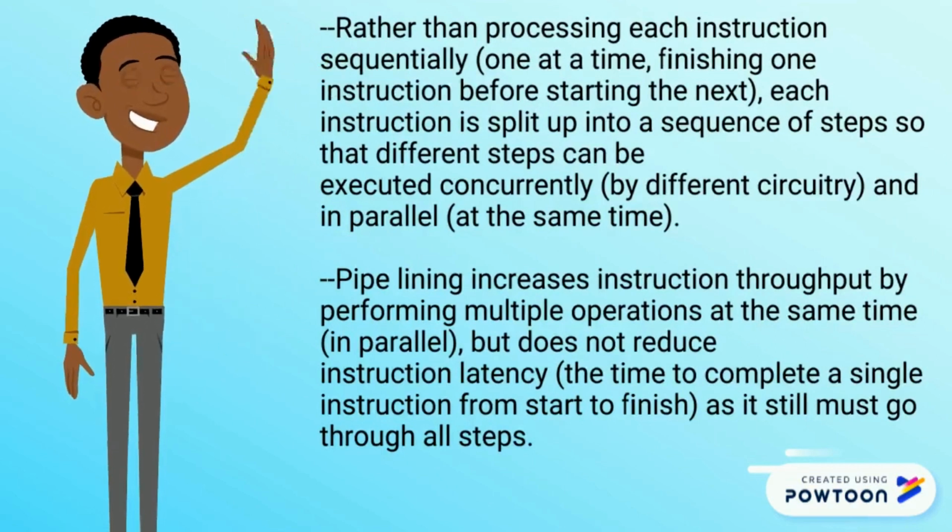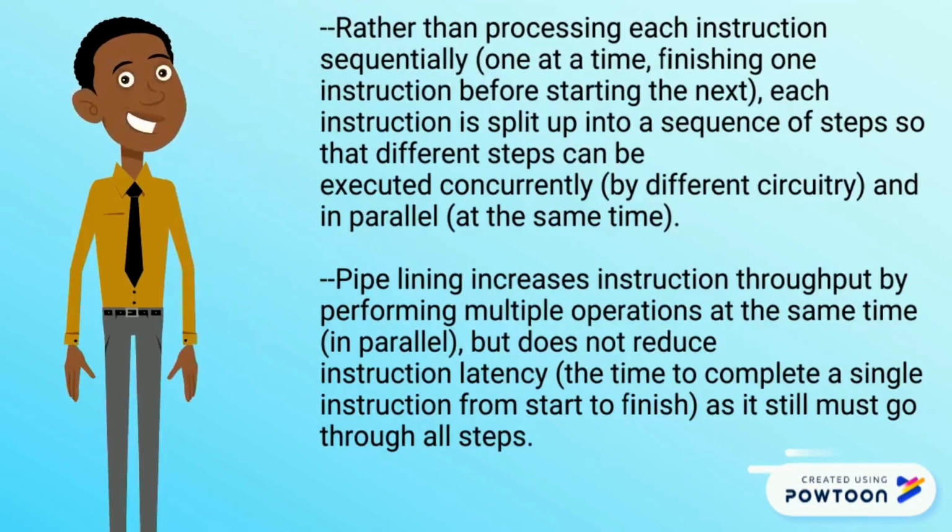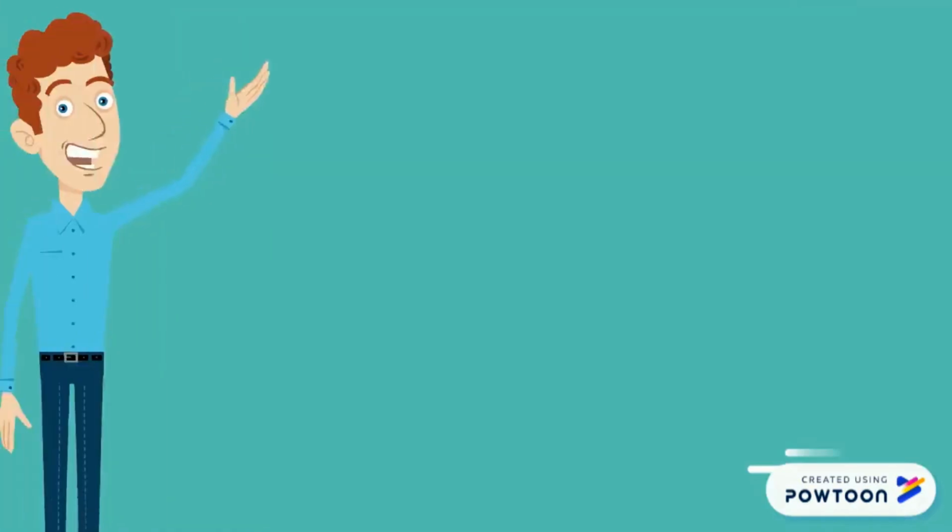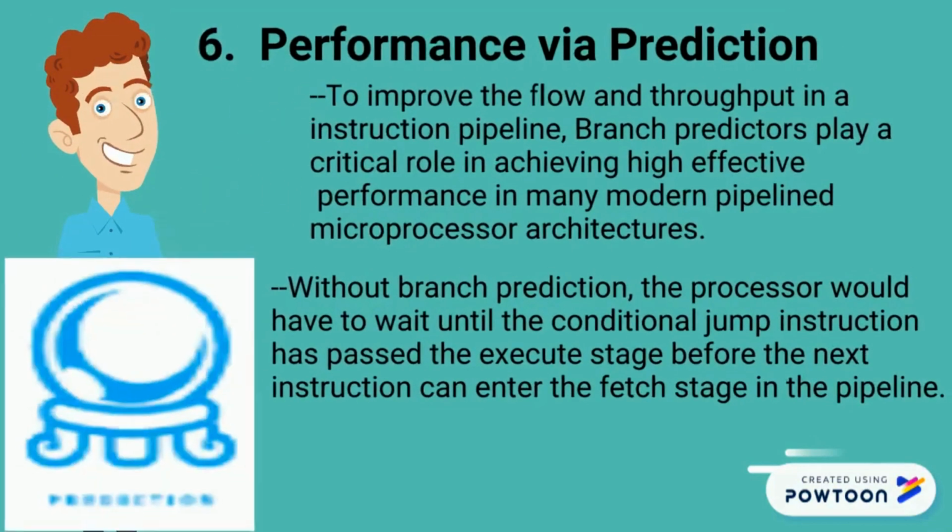Pipelining increases instruction throughput by performing multiple operations at the same time in parallel, but does not reduce instruction latency, the time to complete a single instruction from start to finish, as it still must go through all the steps. Number 6. Performance via predictions.